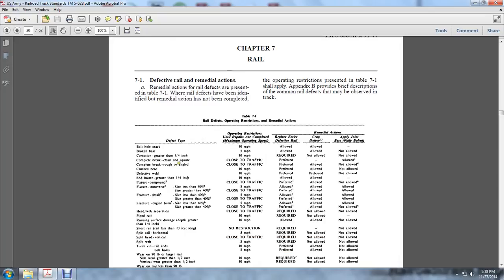A bolt hole crack, and these are the descriptions. Remedial actions are allowed at 10 miles. Operating speed is 10 miles. Broken base, 5 miles an hour, all allowed except for the remedial actions of crop defects, which are not allowed to apply. Joint bars are not allowed.